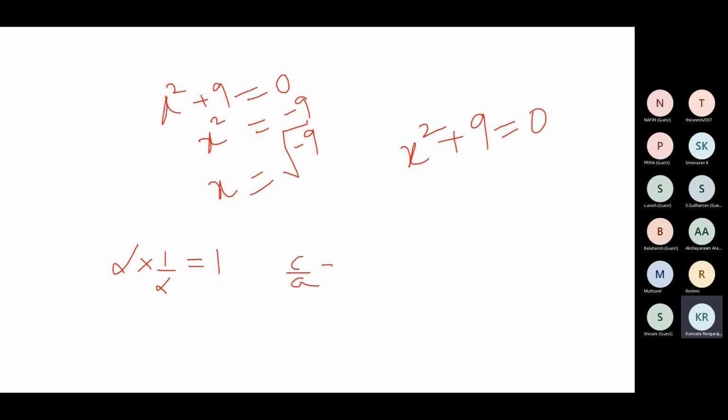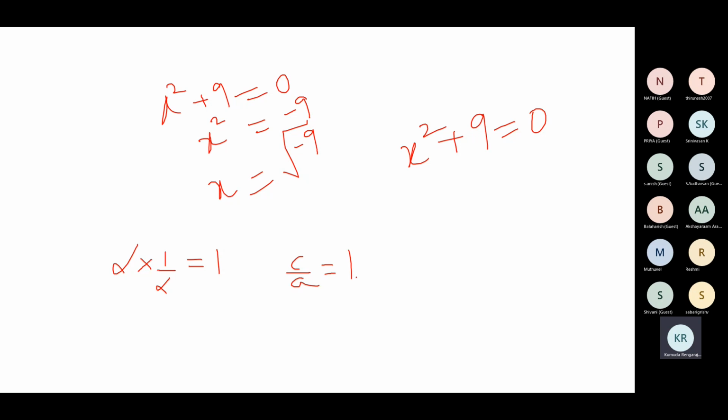C by A is equal to 1. The two zeros are alpha and 1 by alpha. And when we find their product, it is 1. So the product of the two zeros is 1. That is C by A is 1. So what was the value of C? What is the value of C, children? So I can say it is minus of K minus 2. This is the value of C by A.